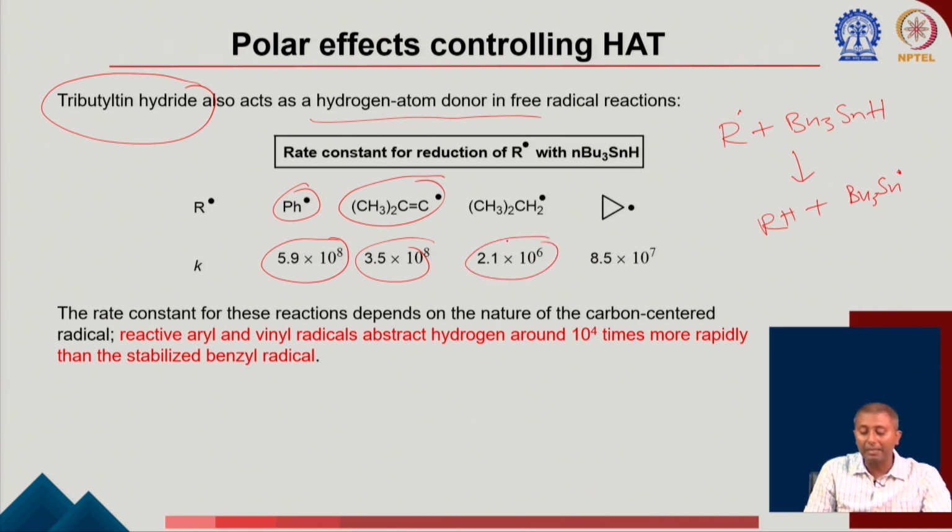So what is happening here is that once you have an aryl or vinyl radical, they are very reactive. Once you are generating highly reactive radicals, these radicals can react much faster. Tributyltin hydride is a nucleophilic hydrogen donor source. These radicals are very reactive and will abstract hydrogen from the tributyltin hydride. That's why this rate is much higher compared to this.